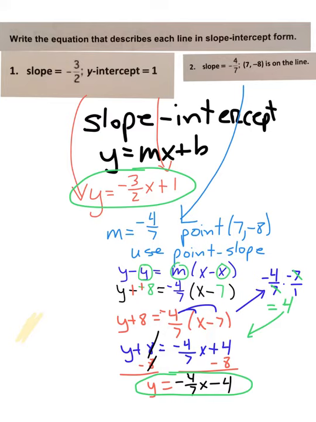In this particular section, you basically had to put them in slope-intercept form. Notice number 1 already gives you the slope and the y-intercept. Number 2 gives you a slope and a point. And notice I used the point slope form down here, and then I solved for y after I plugged them in.